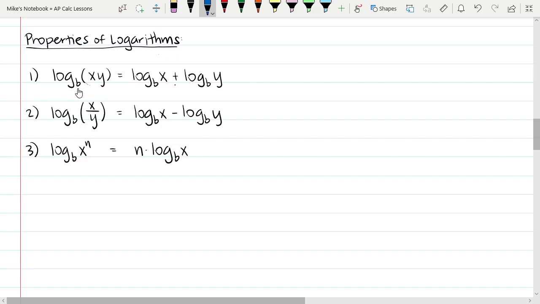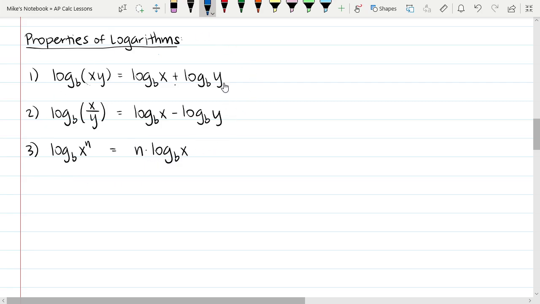So remember, if you have log base b of x times y, so if you have the log of a product, that becomes the sum of the separate logs. If you have the log of a quotient, that becomes the difference of the two logs. Notice it's the log of the numerator minus the log of the denominator. Has to be that order. And then finally, if you have log of a power, so log of an argument to a power, remember that that power can move out in front.